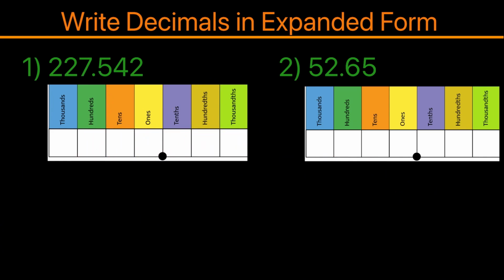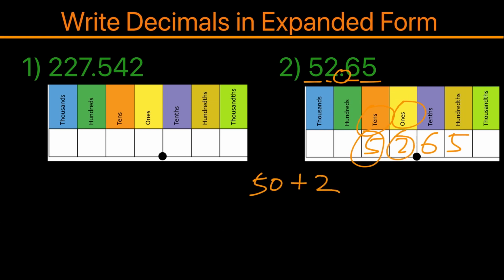So the second example is 52.65. So again, we'll go ahead and look at the decimal. 2 is next by the decimal. And then we have 5. 10 will be here, and 5 will be here. Okay. So now we're going to write the expanded form. 5 in the tens means that it's 5 times 10 is 50. Then we have 2 ones, means that it's 2 times 1 is 2.